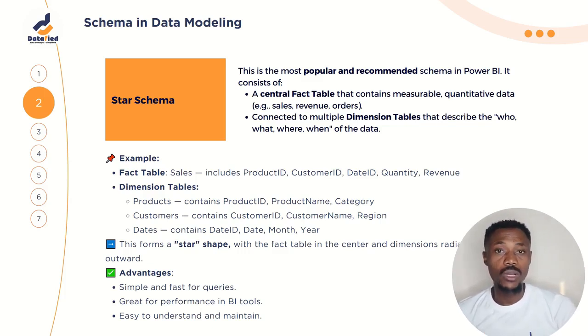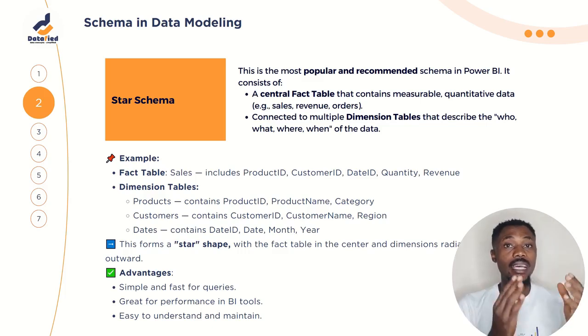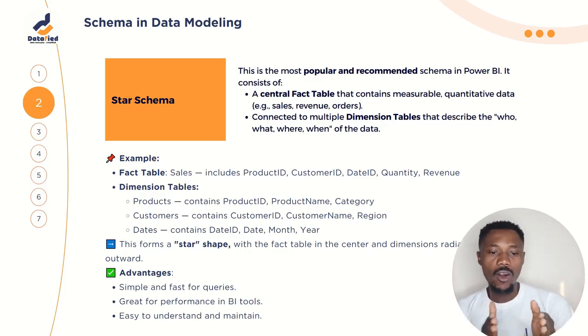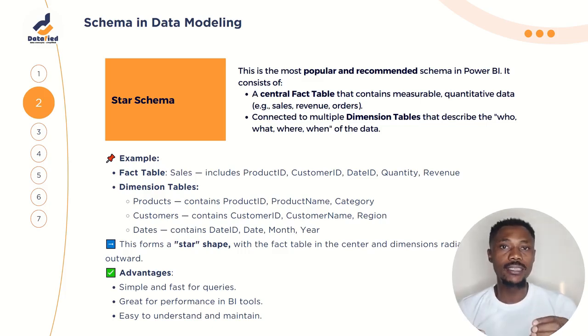An example is that the fact table can be the sales table that includes the product ID, the customer ID, the date ID, quantity, revenue, etc. The quantity and revenue are the measurable, quantitative data that form the fact table, while the other columns are the primary keys from different dimension tables. Once they are placed on the fact table, they become foreign keys. These are the columns that will be used to connect other dimensions. I'll show you this very shortly, practically, in Power BI Desktop.